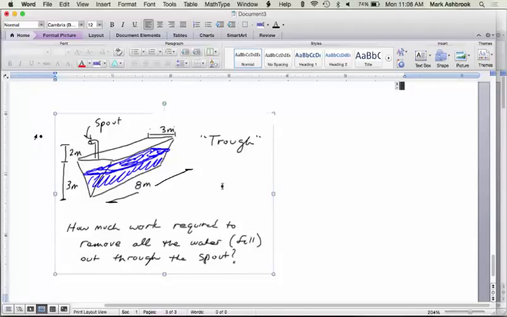Okay, so we're on the same page. Let's make x equals 0 the top of the spout, so we're all on the same page. Alright, so just move x. Okay, just move x.